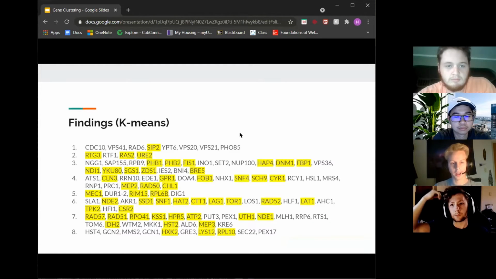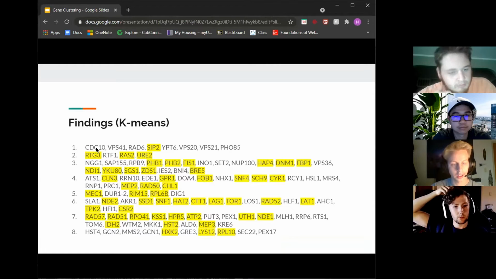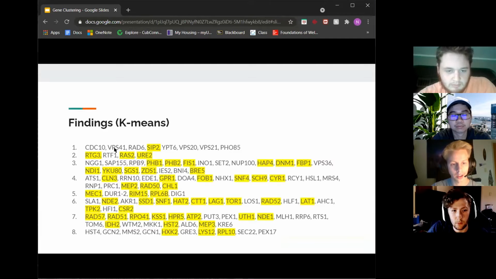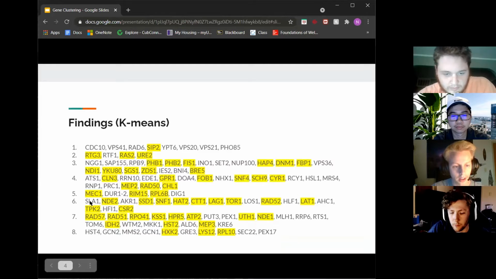So here are our findings for the k-means. All the highlighted ones are the known longevity genes, so we can see which clusters have more longevity genes than others. Cluster 1 doesn't have very many longevity genes at all. It only has this one. But for cluster 6, there's quite a few of them. So you would think that the ones that are not highlighted are likely to be longevity genes. That's what we were talking about in the introductory slides.